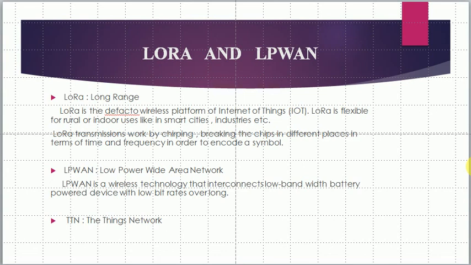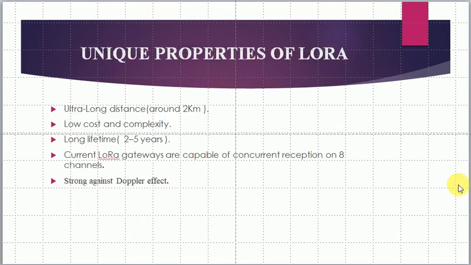That means a wireless technology for low bandwidth, battery powered devices with low bit rates and long range. TTN means The Things Network. Next, these are the properties of LoRa. It has an ultra long distance of around 2 kilometers, and it is cost efficient and low complexity. It has a long lifetime, and it is strong against the Doppler effect.